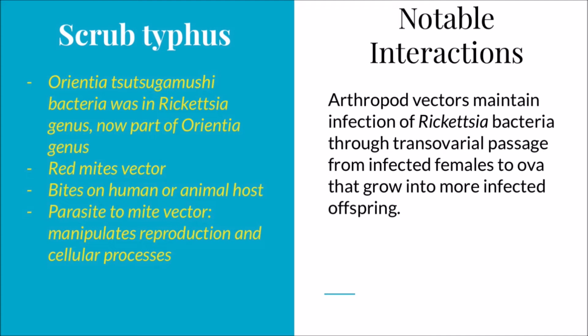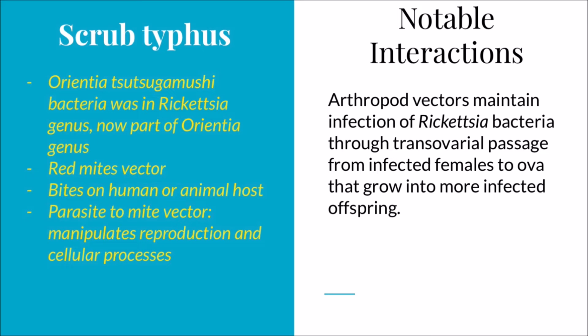The 3rd form of typhus, known as scrub typhus, is caused by a microorganism of the Orientia genus, which was formerly a part of the Rickettsia genus. It is caused by red mites as a vector, which bite onto human or animal hosts. This microorganism acts parasitically towards its mite vector through manipulation and control of reproductive and cellular processes, which again deviates from symbiosis.